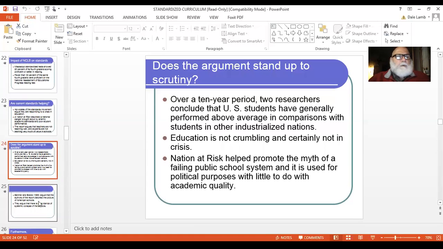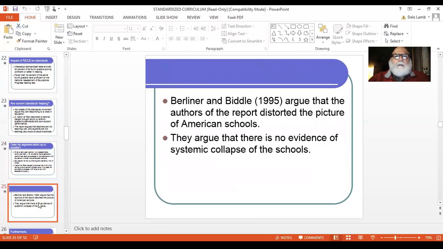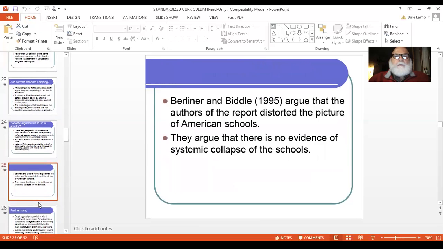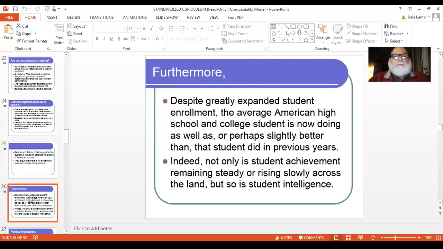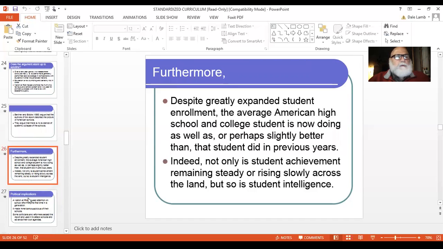It had little to do with reality and distorted the picture of American schools. There's no evidence to support that public schools are collapsing. The average American high school and college student is now doing as well or perhaps slightly better than they ever did before. Student achievement is remaining steady or slowly rising across the land, but also student intelligence.